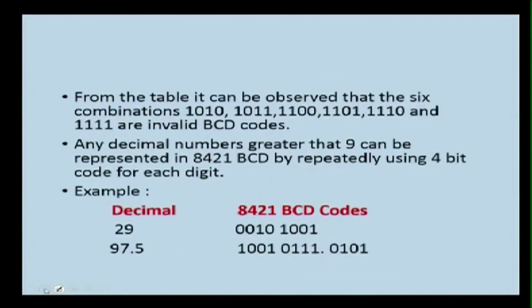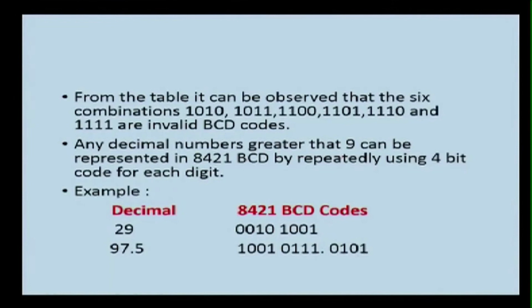But you will observe from this table that some numbers are missing. Actually, there should be 16 numbers here, but 6 codes are missing. What are those codes? Let us see. From the table, it can be observed that the 6 combinations 1010, 1011, 1100, 1101, 1110 and 1111 are invalid BCD codes. So whenever we come across these numbers, we cannot take them as BCD codes at all.